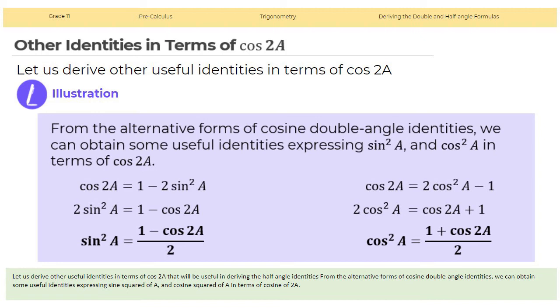On the other hand, cosine 2a equals 2 cosine square a minus 1. So it will be 2 cosine square a equals cosine 2a plus 1. So divide both sides by 2 again. So now it will be cosine square a equals 1 plus cosine 2a all over 2.